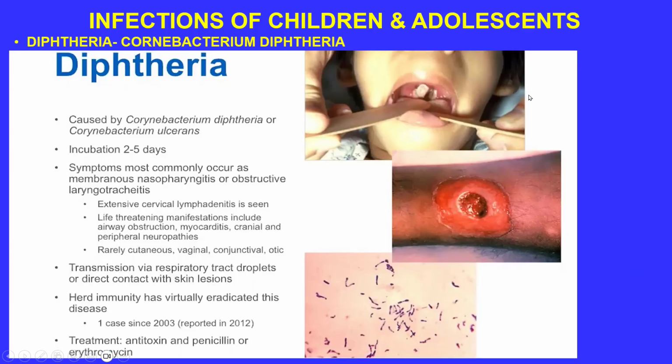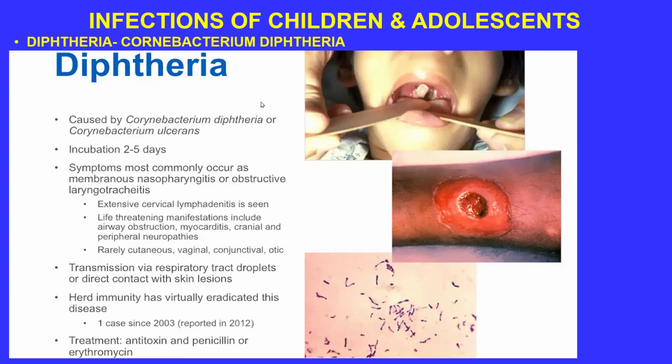And if you see here, that blob in the back there is actually the pseudomembrane. And it can be caused, most often you're going to hear it, by Corynebacterium diphtheriae. It does once in a while show up, caused by Corynebacterium ulcerans. If you're exposed, incubation is about 2 to 3 days. Symptoms most commonly occur as a membranous nasopharyngitis or obstructive laryngotracheitis. So you have extensive cervical lymphadenitis seen.